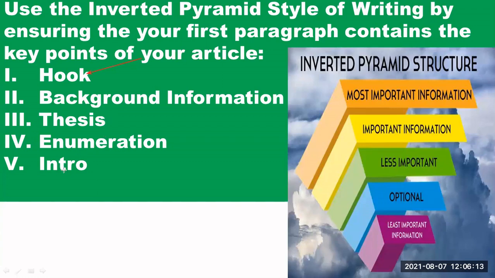So both the enumeration and the intro sometimes are optional, and the background information, together with the hook and the thesis. Of course, it depends on what you choose to write. What I'm saying is that there are no hard and fast rules as to the fact that all these essential ingredients must be there. All right, but it is important you incorporate them.